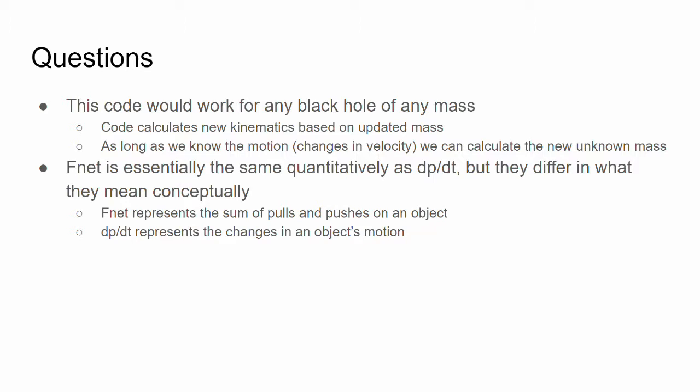The second question asks us to analyze the difference between F net and changes in momentum. Well, these two numbers are essentially the same quantitatively, but they do differ in what they mean conceptually. For example, F net represents the sum of pulls and pushes on an object, while change in momentum over time represents the change in the object's motion. Where these two connect is that it is this net force, these pushes and pulls, that causes the changes in the object's motion, and that's why these two quantities end up being equal.